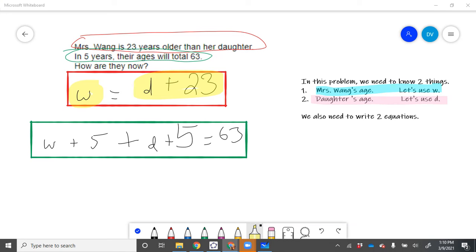So I highlighted those because that means that the W I highlighted is the same thing as D plus 23. And that means every time we see a W, and I see another W right here, wherever we see another W, we can replace that. We can substitute D plus 23 because that red box says that they're the same. So I'm going to write what I just said in a second here.